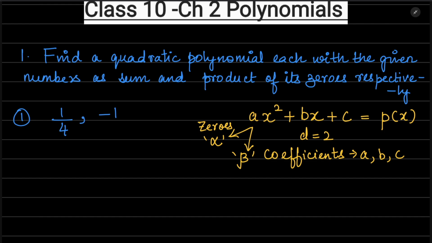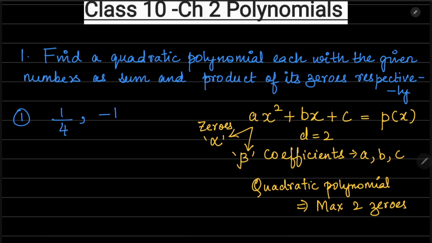That is why alpha is called the zero of the polynomial. Same with beta, and this alpha and beta can be any value, right? So always remember, quadratic polynomials can have a maximum of 2 zeros, mostly denoted by alpha and beta.